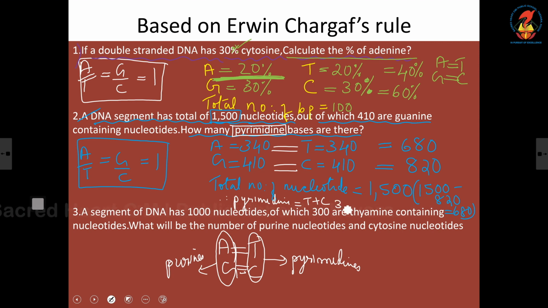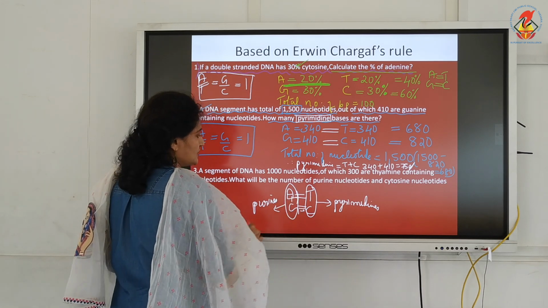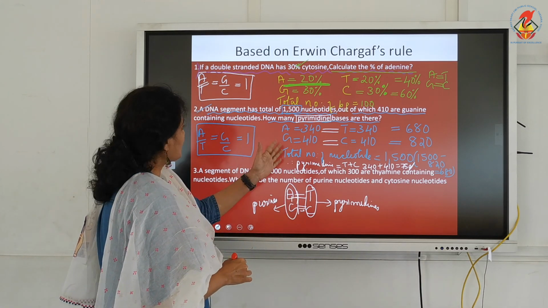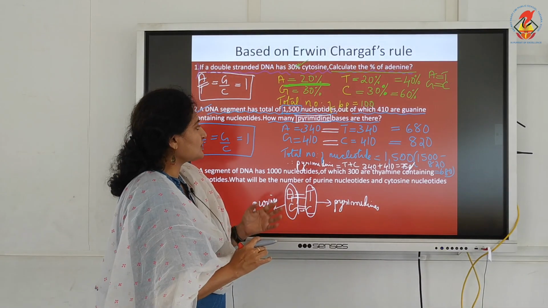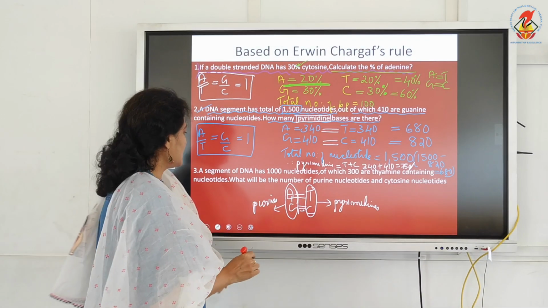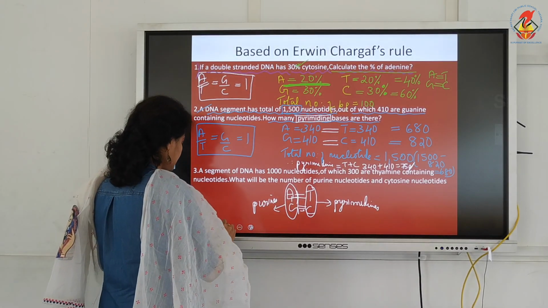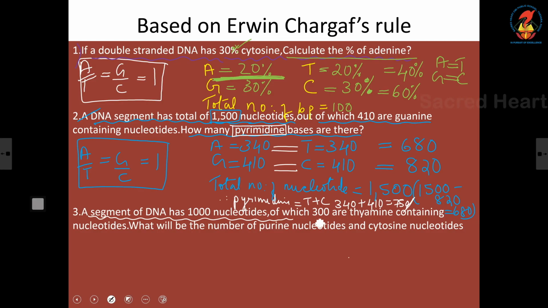So T is 340 plus 410. 340 plus 410 comes to about 750. If you ask purines, it is A plus G. Clear? So I hope you have understood the second problem, where it is little more complicated because they have asked with respect to pyrimidines. Now the third problem, a segment of DNA has 1000 nucleotides, of which 300 are thymine containing nucleotides. What will be the number of purines and cytosine?